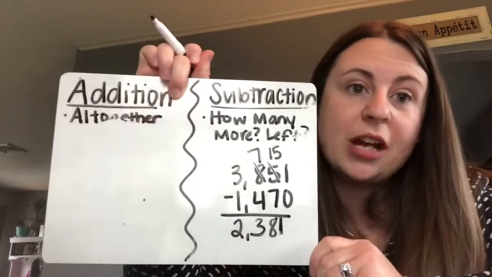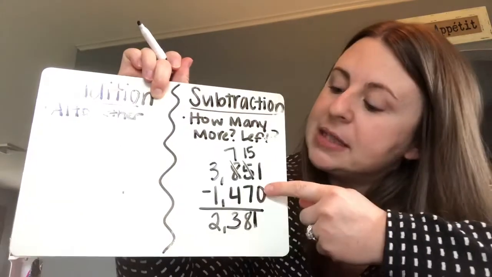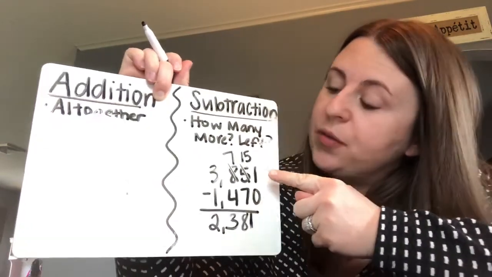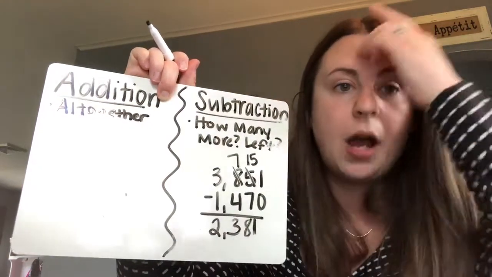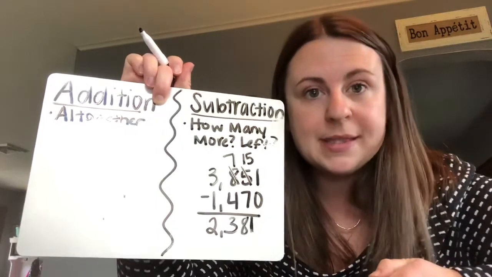A great way to check your subtraction is to add the number that you got, the difference, and the smaller number, and when you add those two together, you should get an answer of 3,851. You should get your big number as your answer. If you didn't, then you need to retrace your steps and check again.